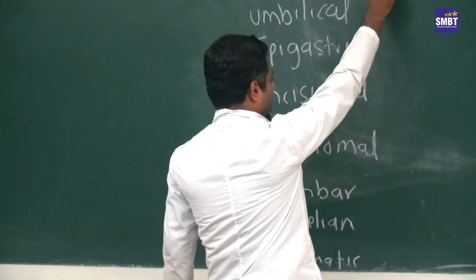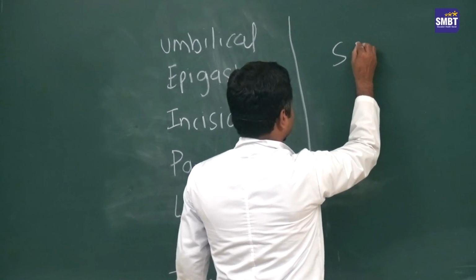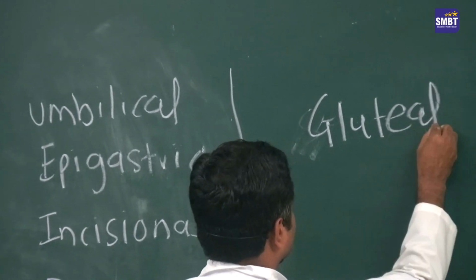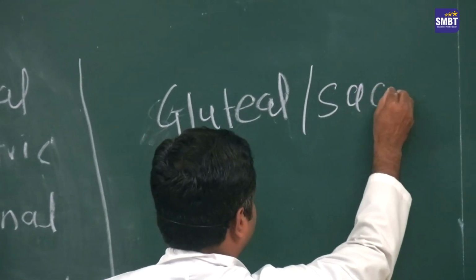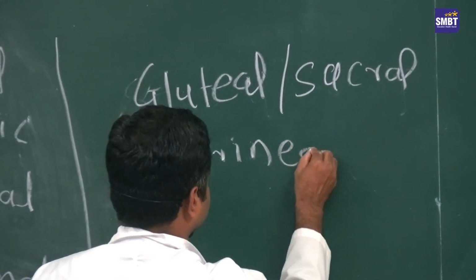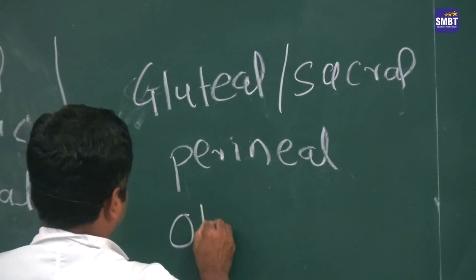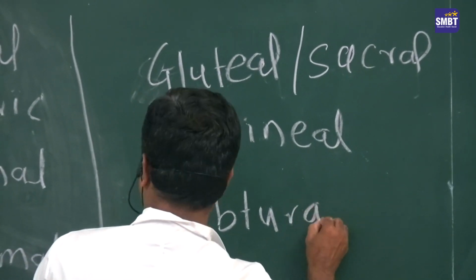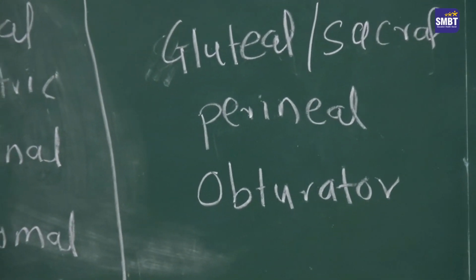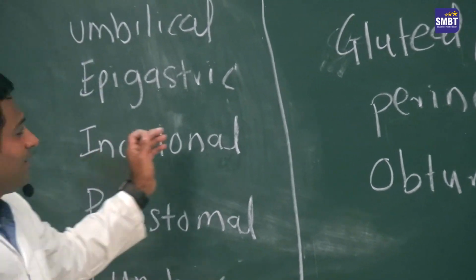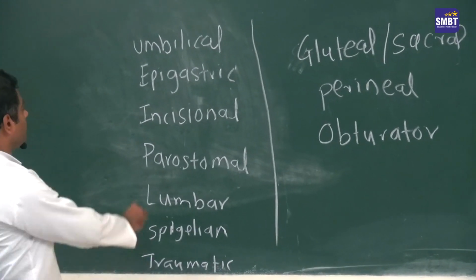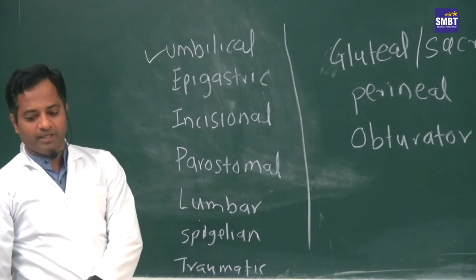There are some rare hernias like gluteal and sacral hernia, perineal hernia, and obturator hernia. So these are some common hernias from the anterior abdominal wall, and these are some rare hernias from the anterior abdominal wall. Coming to the first, that is the umbilical hernia.